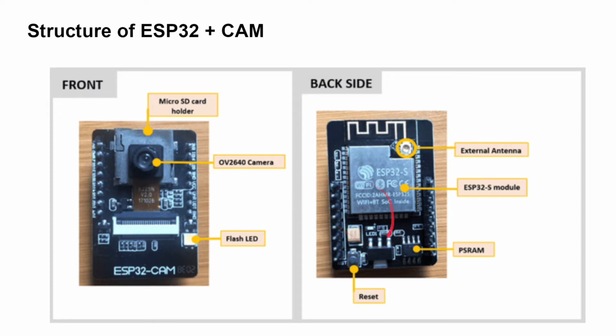The backside of the module consists of the ESP32-S microcontroller module, a provision for an external antenna that can be attached to improve the strength of the Wi-Fi signal, a reset switch, and 4 megabytes of external PSRAM.